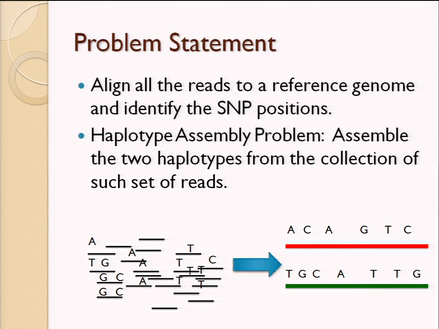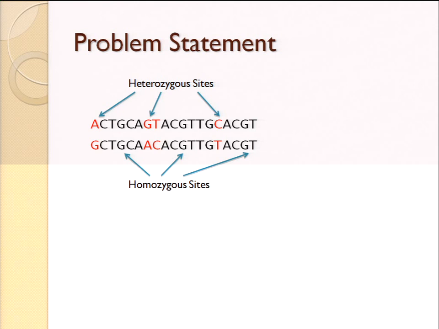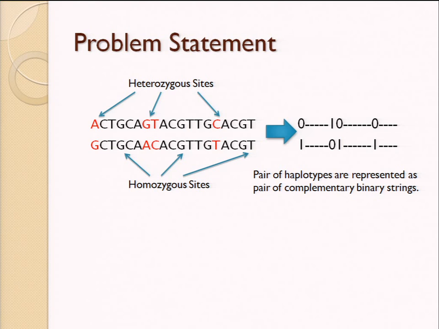And in this problem, we only care about heterozygous sites, so we just disregard all the homozygous sites, and we can represent all the heterozygous sites as binary bits, and we label them as 0 or 1 arbitrarily. So we end up with a pair of haplotypes. We receive a pair of complementary binary strings.